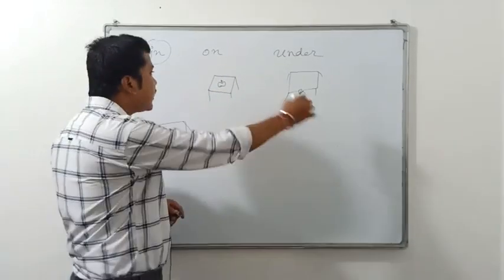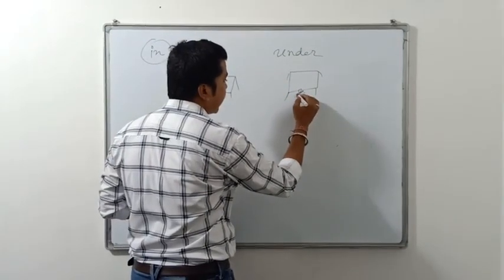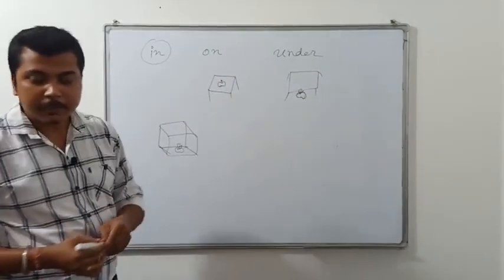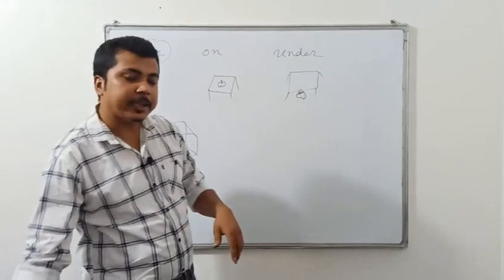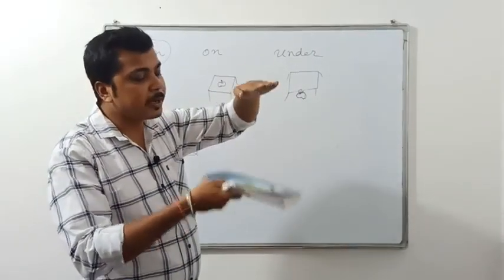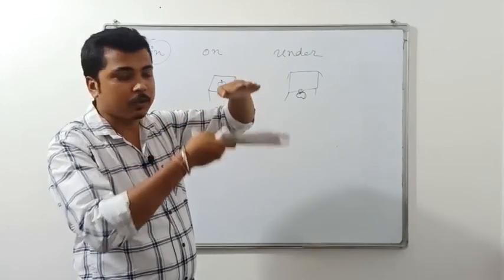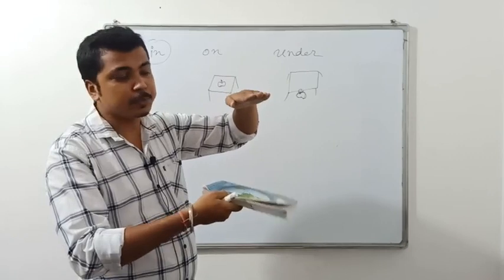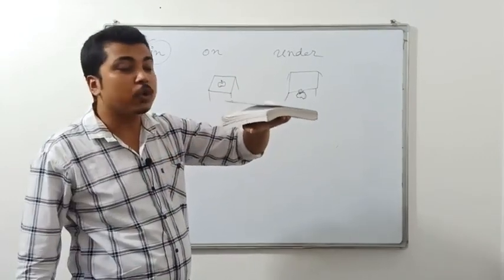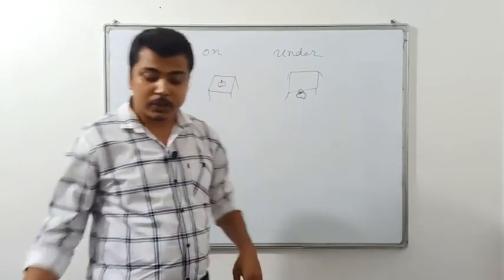Now next comes under. When I say under, that means niche. The apple is under the table. If I tell, the book is under my hand, this is my hand and this is the book, they are not touched. They are not attached to each other. In this position. But if I say the book is on the hand, that means these two objects are attached to each other. Don't get confused in this.